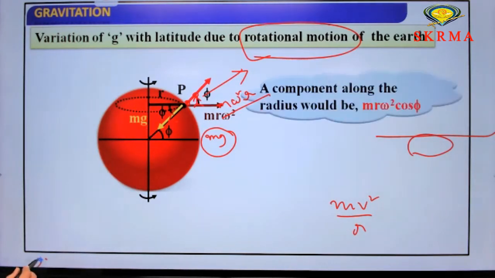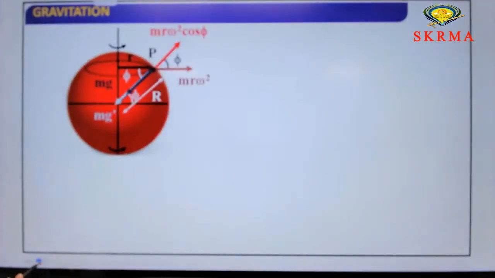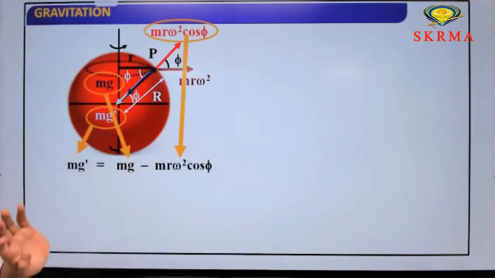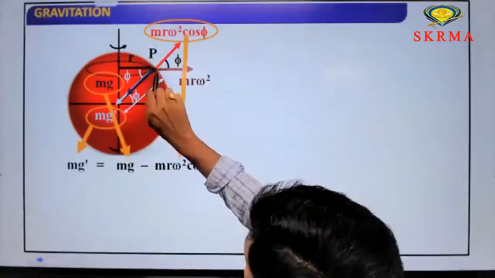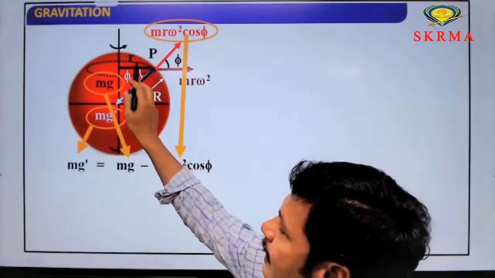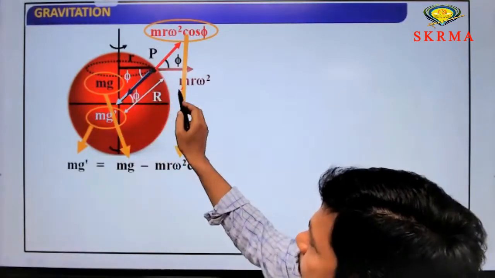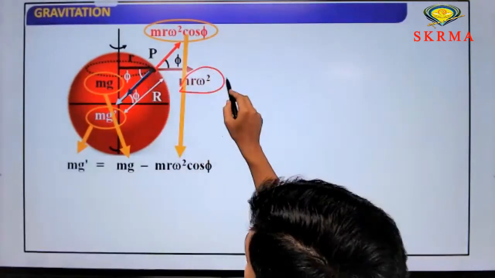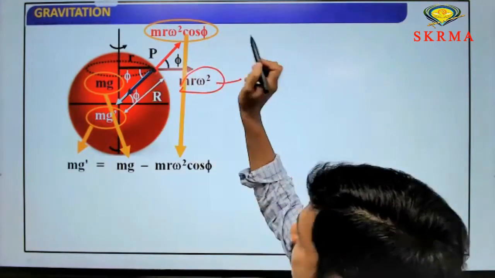What is the net force equation? That is important here. If you observe this diagram, mg dash is equal to mg minus m r omega square cos phi. Why? Because m r omega square acts in this direction, away from the center, but we have to consider the component at this latitude only. Here mg acts towards the center, as well as m r omega square, and the component along this radius is m r omega square cos phi.